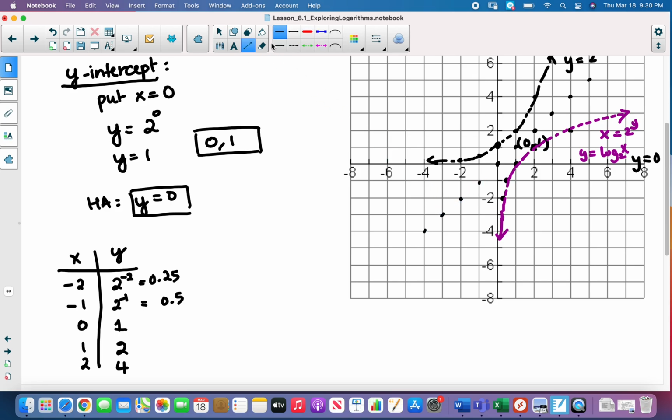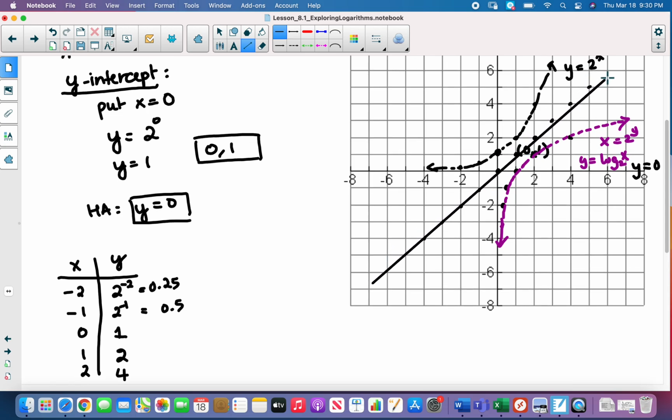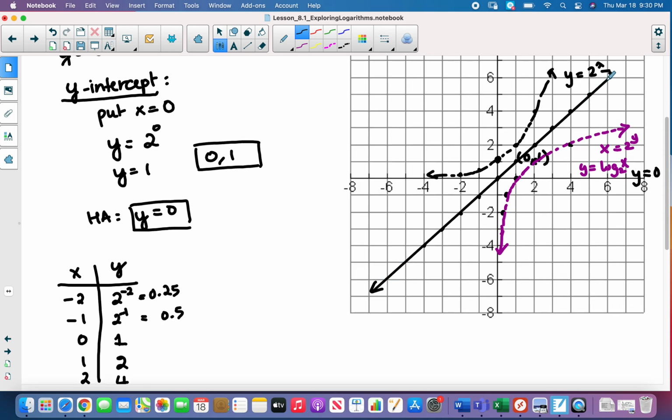So if you took a ruler and we drew a line here, this line would be the axis of symmetry. y equals x would be the axis of symmetry for this given function y equals 2 to the power of x, and its inverse function, which is y equals log of x to the base of 2.